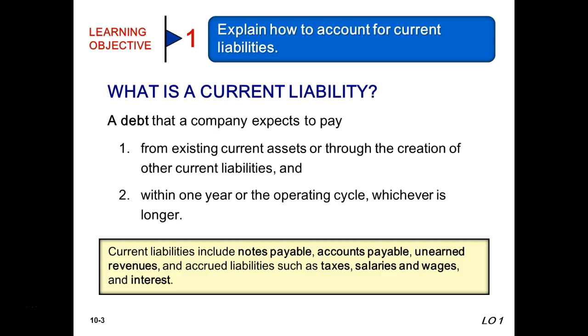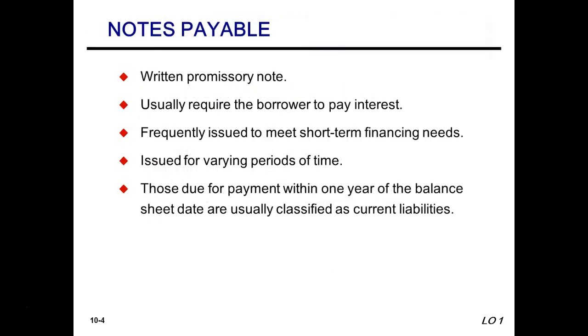It's important to note what current liabilities include. They include notes payable. Notes payable could also be a long-term liability, or depending on when it's due, could be a current liability. Accounts payable are always a current liability. Unearned revenues, accrued liabilities such as taxes, wages and salaries, and interest. Notes payable can be a current liability or a long-term liability.